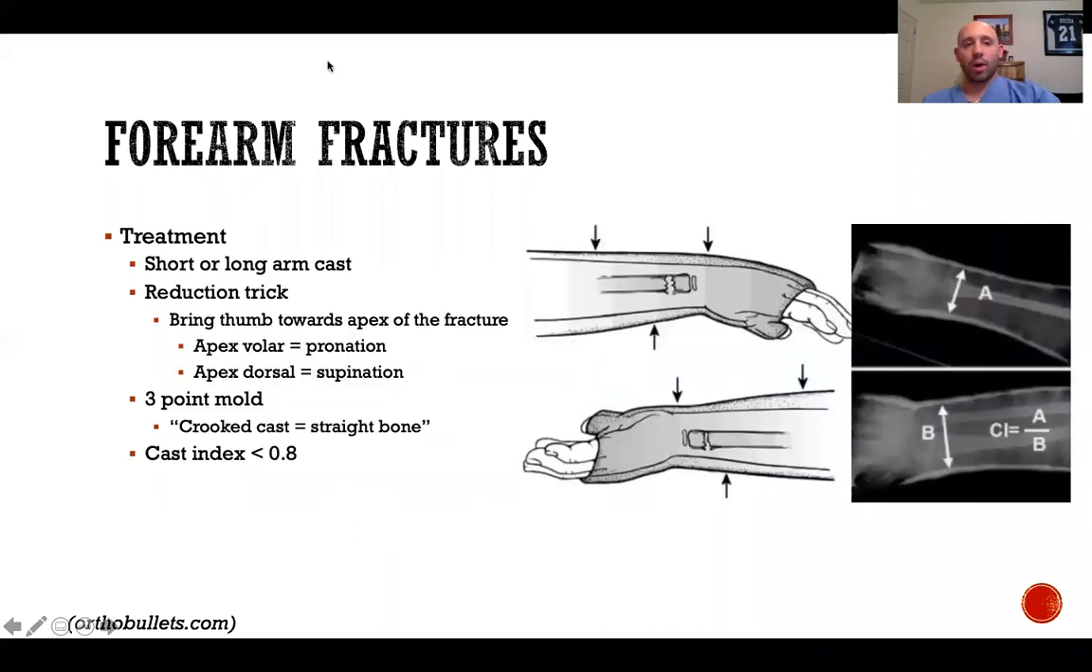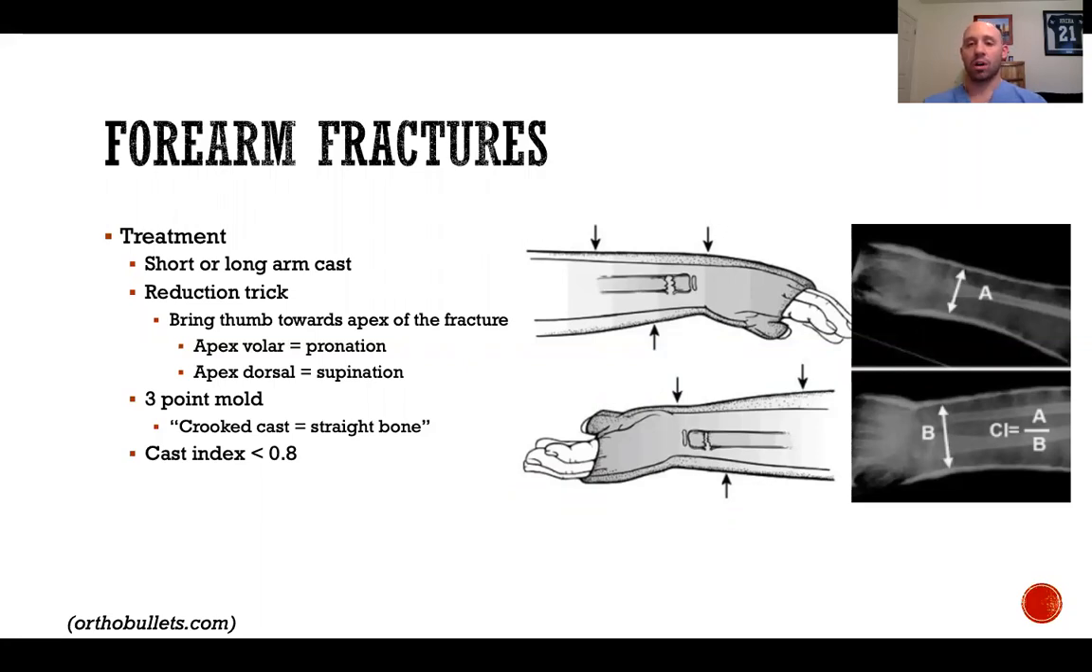So the way that we treat these, like I said, non-operatively, you want to reduce these in the emergency room. Oftentimes, especially for both bone forearm fractures, we may ask for some sedation. If it's more of a distal radius fracture, you can just do a hematoma block, meaning inject some lidocaine into the fracture site, and that gives some very good anesthetic to the patient and helps them relax a little bit.